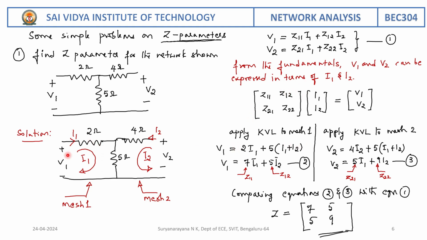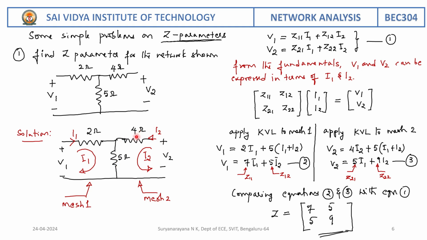Apply KVL to mesh 1. We can write the expression V1 is equal to 2I1 plus 5 into, since two currents are flowing in the same direction, 5 into I1 plus I2. Simplify to get the standard expression V1 is equal to 7I1 plus 5I2. What does this 7 represent? It represents Z11. What does this 5 represent? Z12. So compare this equation 2 with equation 1 here, so we can map Z11 and Z12.